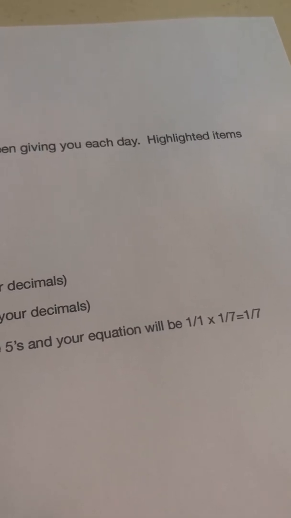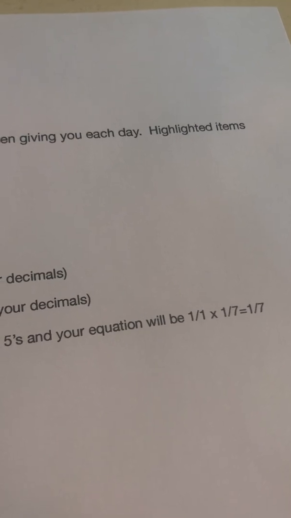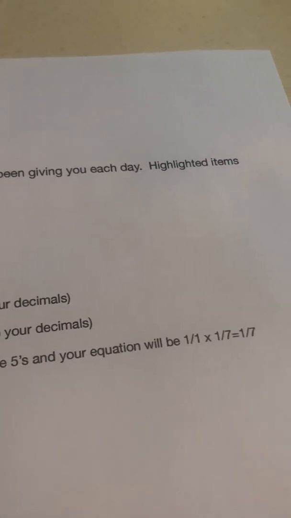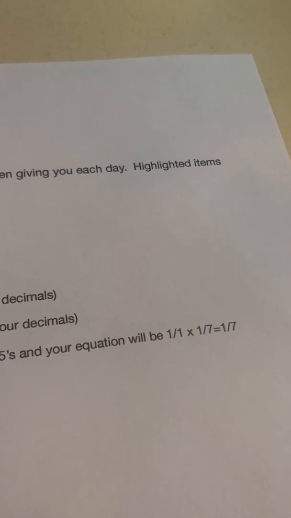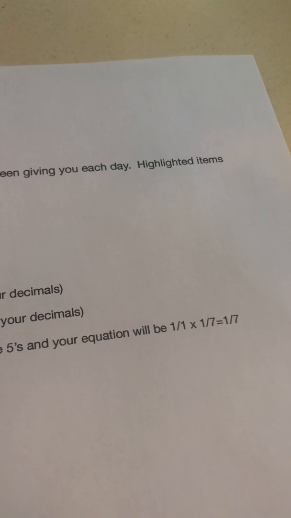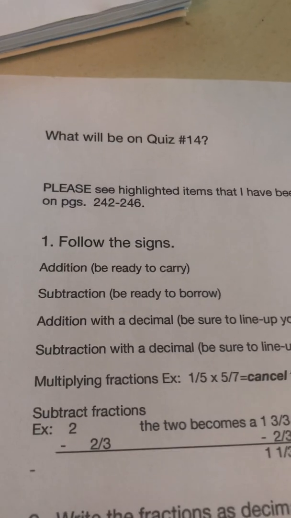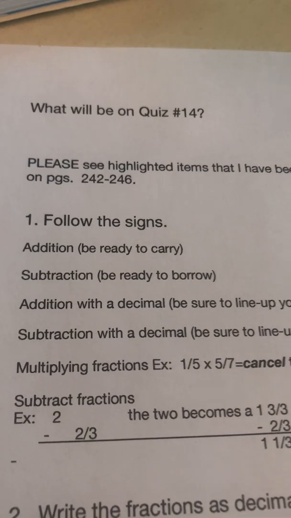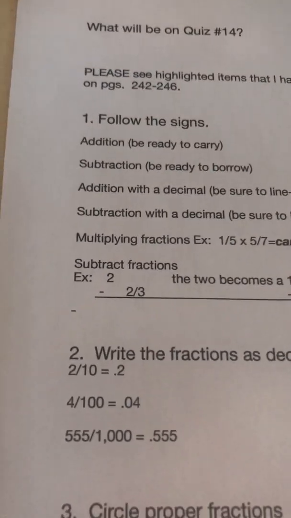Well, I don't guess you can go back really because the lessons will already be gone. So you won't be able to go back and do that. Just try from here on out to highlight them. If you didn't highlight them this time, no worries. I have given you everything you need to know on this piece of paper. Highlighted items are on page 242 to 246 if you did highlight and you want to look back.